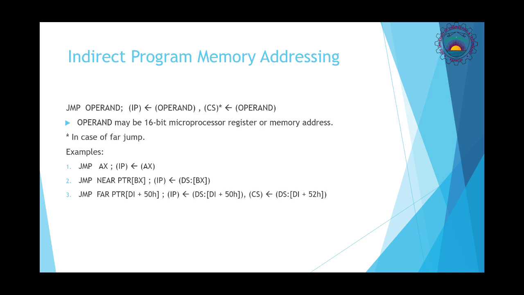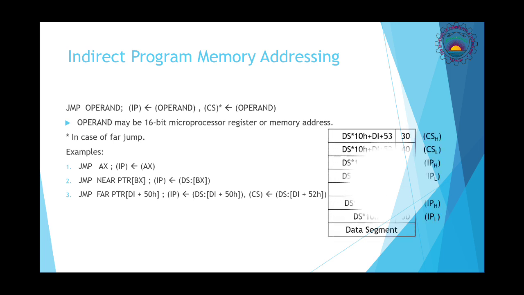So examples are given here. So operand may be a 16-bit register, jump AX is written. So new value for IP will be coming from the contents of AX. IP is of 16-bit, AX is also of 16-bit. So a new IP value will be loaded from AX register.